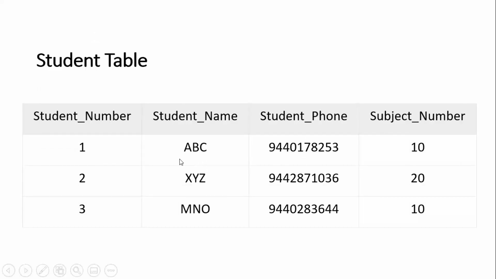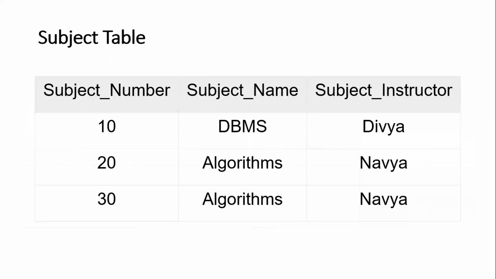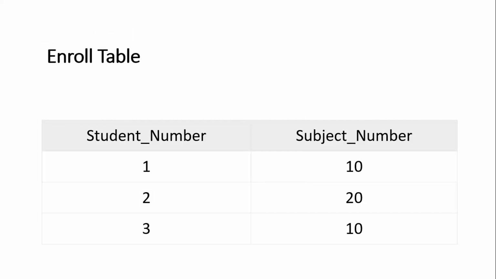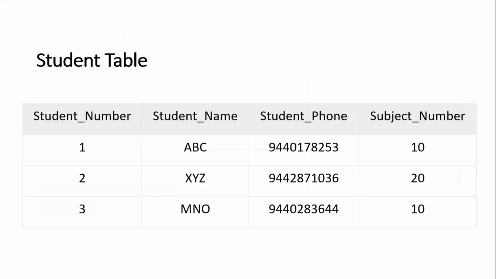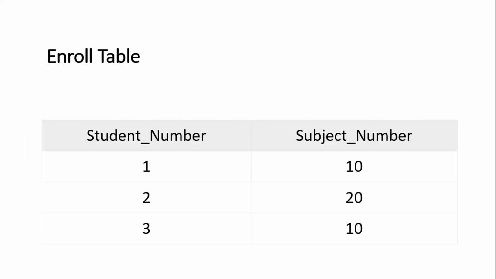Yes, the student table should contain the details only related to the student, not the names of the teachers or lecturers or instructors who are teaching that particular subject. So that is the reason I am maintaining two different tables. Next, the enroll table. Here I am maintaining another table called the enroll table, which contains only the student number and the subject number.